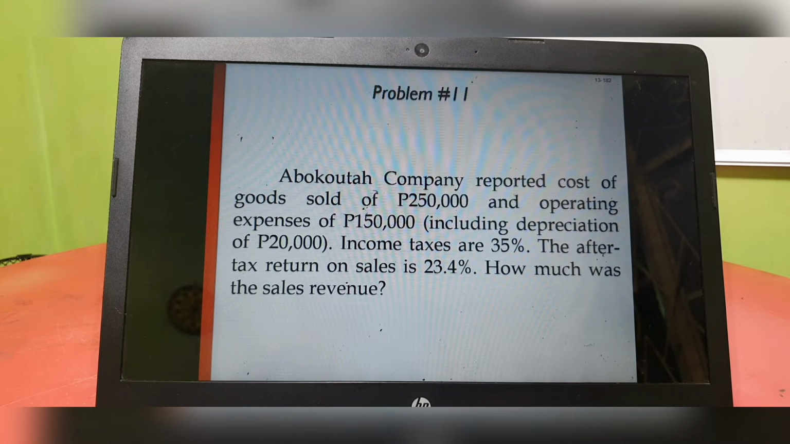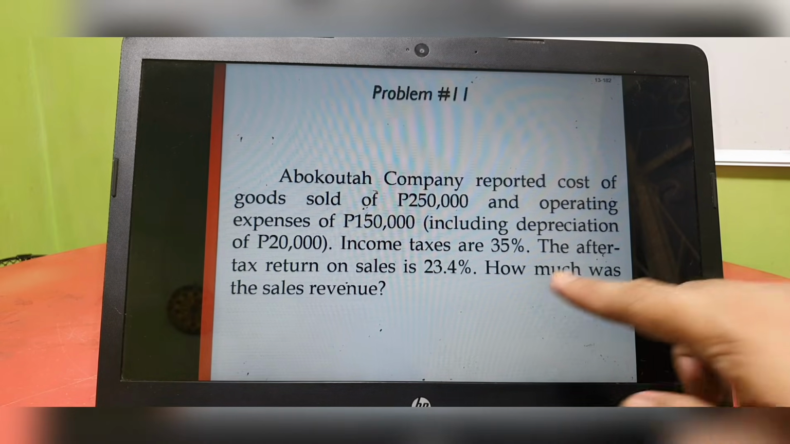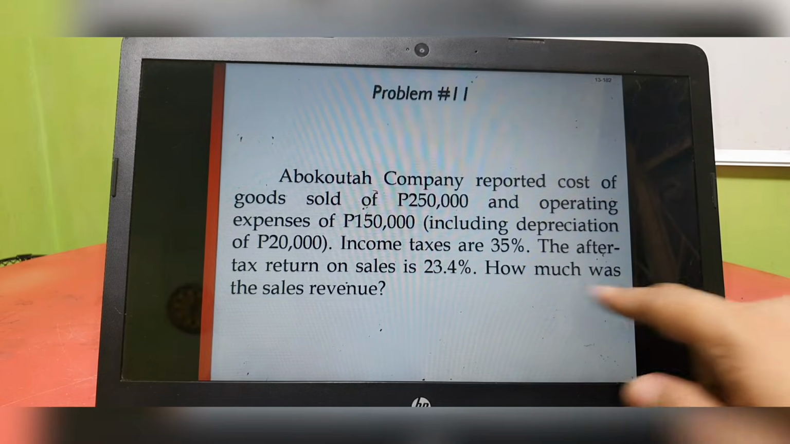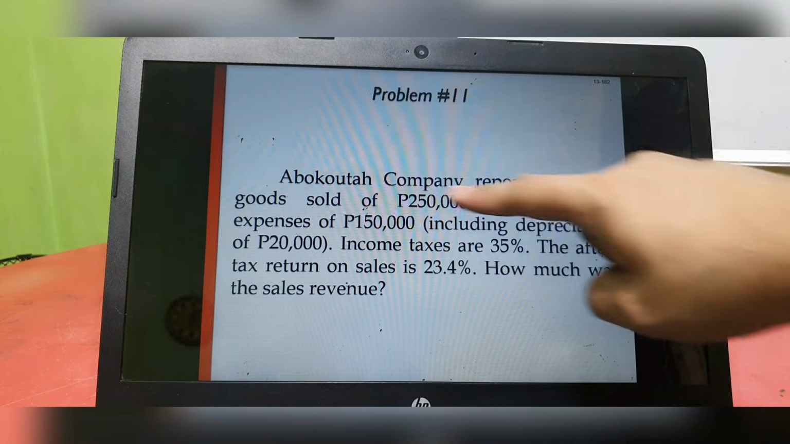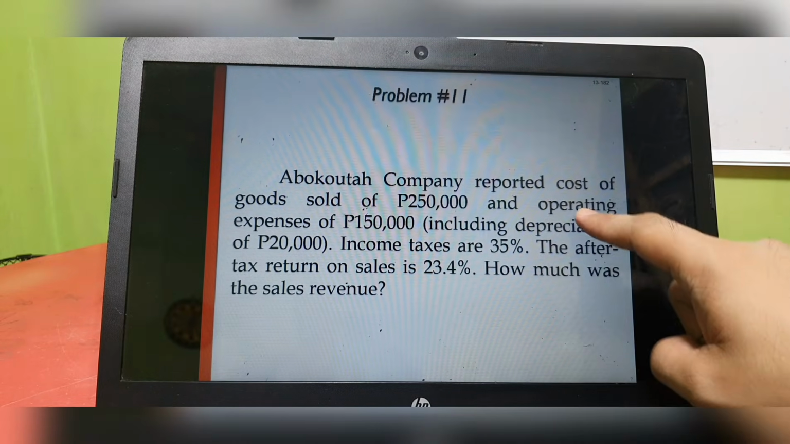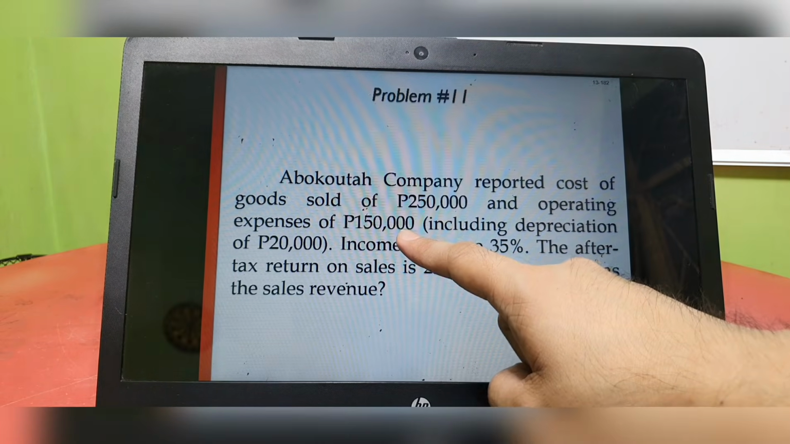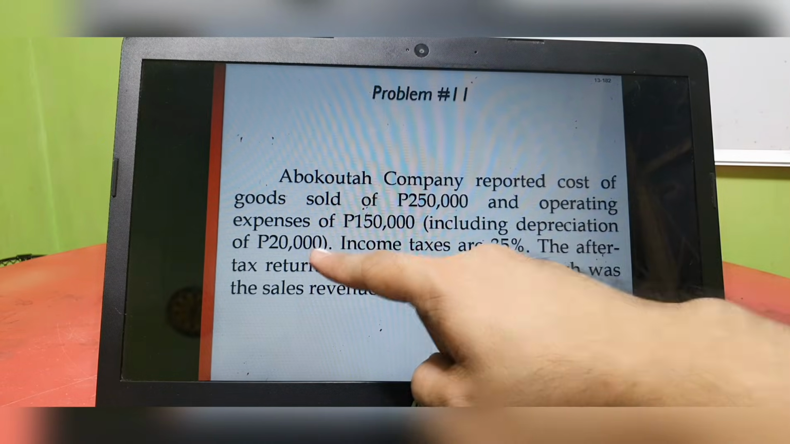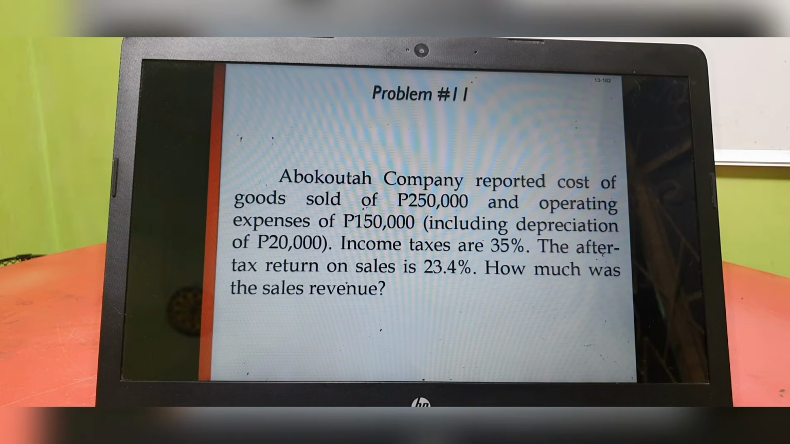Okay, the last problem is how much was the sales revenue? So, Abukuta Company reported cost of goods sold. So, may 250,000 na COGS and operating expenses of 150,000, including depreciation of 20,000. Okay lang. So, kasama pa rin sa OPEX yung 20,000. Income taxes are 35%. And then the after-tax return on sales is 23.4%. Kaya magkano daw yung sales revenue? So let's compute.